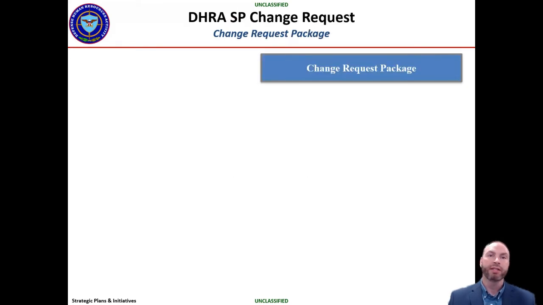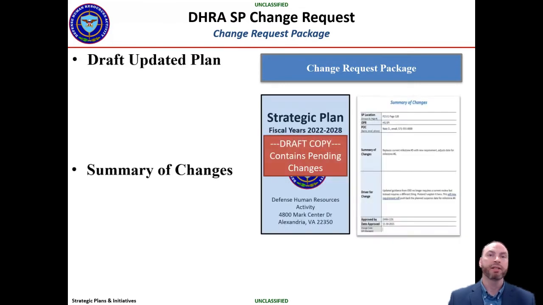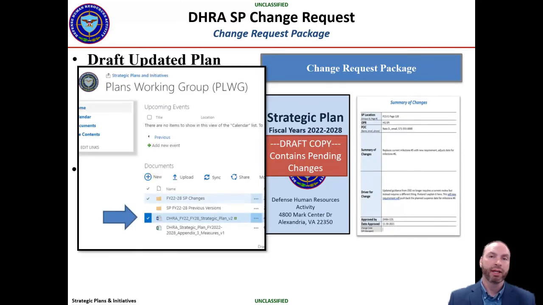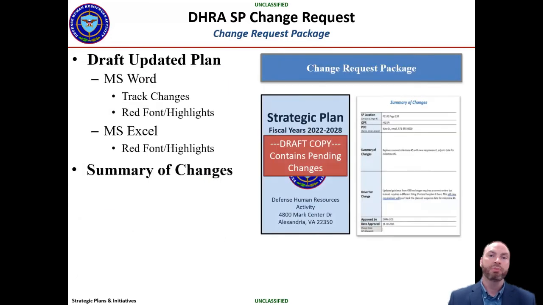Each OPR that needs to update the strategic plan will send in a change request package consisting of an updated strategic plan and a completed summary of changes document. A Microsoft Word version of the plan and a summary of changes template can be found on the PLWG SharePoint site. Changes to the plan should be made using track changes or red font within Microsoft Word, and for measures using red font or highlighting the affected cells within Microsoft Excel.